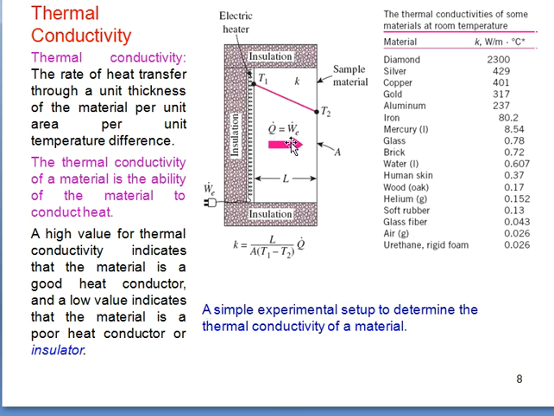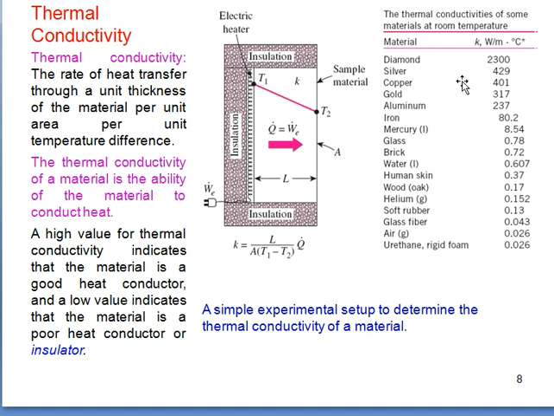Here a simple experimental setup is given to determine the thermal conductivity of a material. This experiment we are also going to conduct in our laboratory to find the rate of heat transfer. By using Fourier's law of conduction, we determine the thermal conductivity and what amount of heat is transferring. We supply electricity, and from that we can find the thermal conductivity.